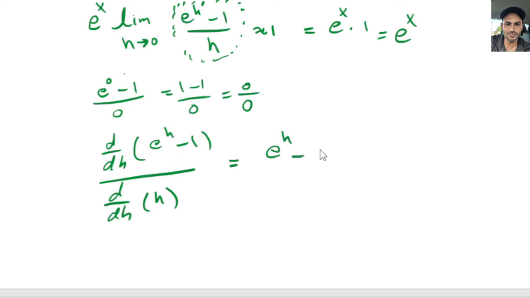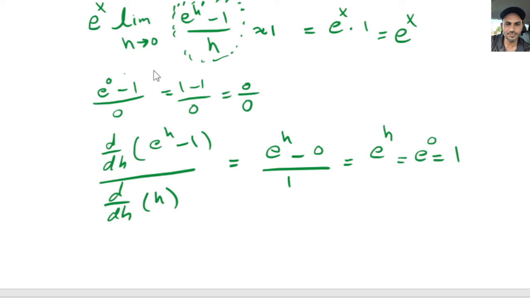So the derivative of e to the h is going to be just e to the h, and we know that the derivative of a constant is 0, divided by the derivative of h, which is going to be 1 because we are taking the derivative with respect to h. So we are left with e to the h. And now if we plug in h equals 0, e to the 0 is going to be 1. Okay, so that's how we get this whole portion, e to the h minus 1 over h, equal to 1 as h goes to 0.